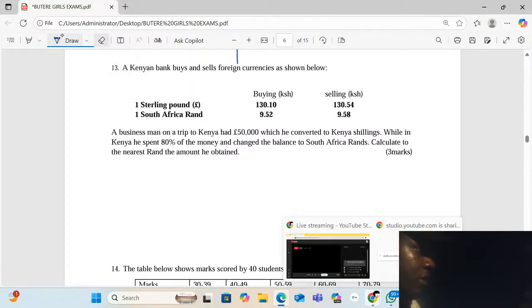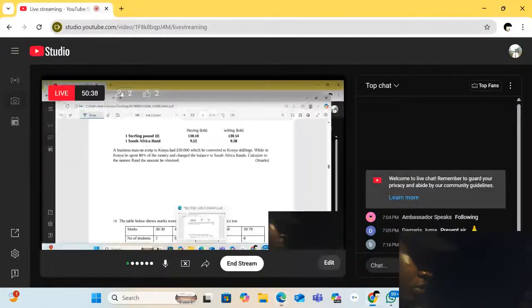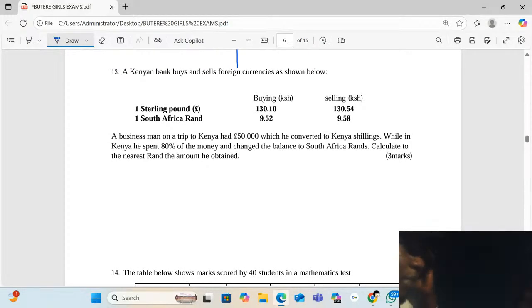Now 13 is exchange rates. So this is now the question. A Kenyan bank buys and sells foreign currencies as shown below: one sterling pound, one South African rand, as you can see. Now, a businessman on a trip to Kenya had 50,000 pounds, which he converted to Kenyan shillings. While in Kenya, he spent 80% of the money and changed the balance to South African rands. Calculate the nearest rands amount he obtained.